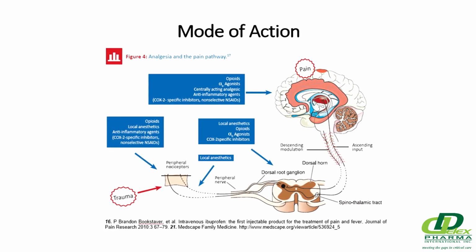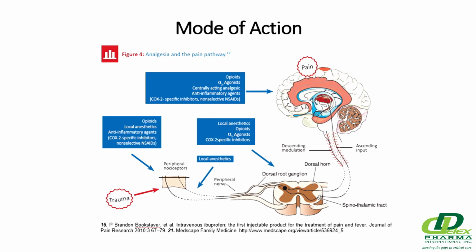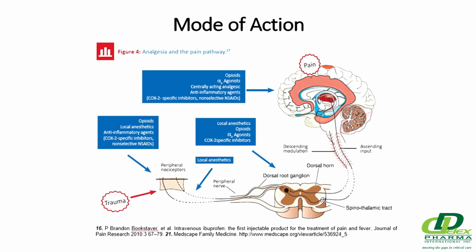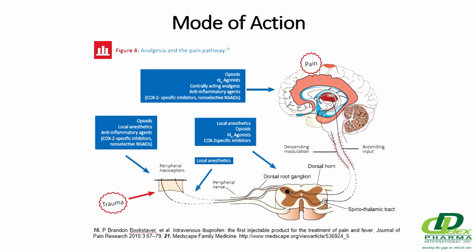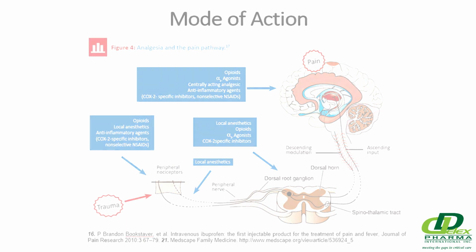Ibuprofen acts on the cyclooxygenase pathway and inhibits the production of prostaglandins to prevent sensitization of pain receptors at the site of injury. Centrally, it has an effect on the spinal cord by blunting central sensitization.